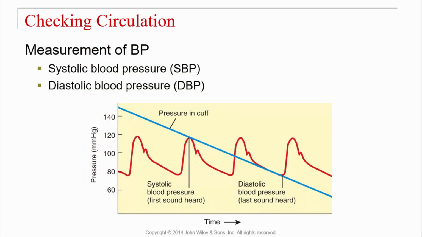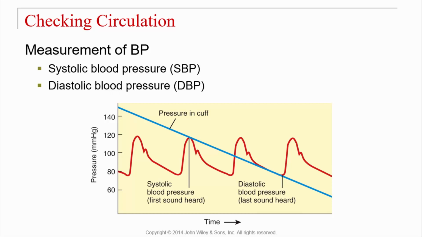Okay, measurement of blood pressure. The top number again is going to be your systolic blood pressure. The bottom number is your diastolic blood pressure. What that means is the systolic blood pressure is the pressure within your blood vessel when your heart is contracting, when the ventricles are contracting. The diastolic blood pressure is the pressure within the vessels when the heart is relaxed.